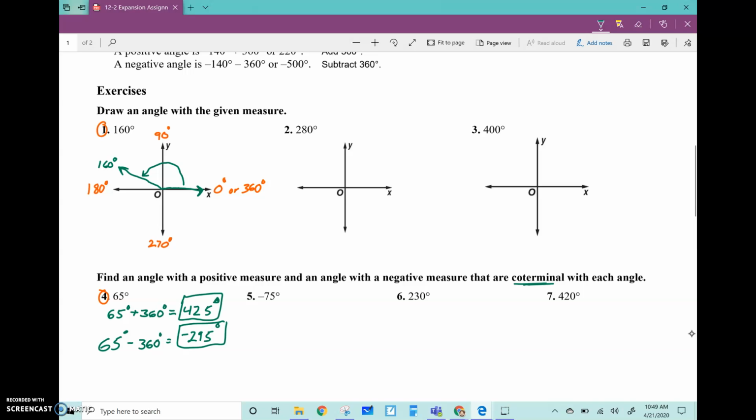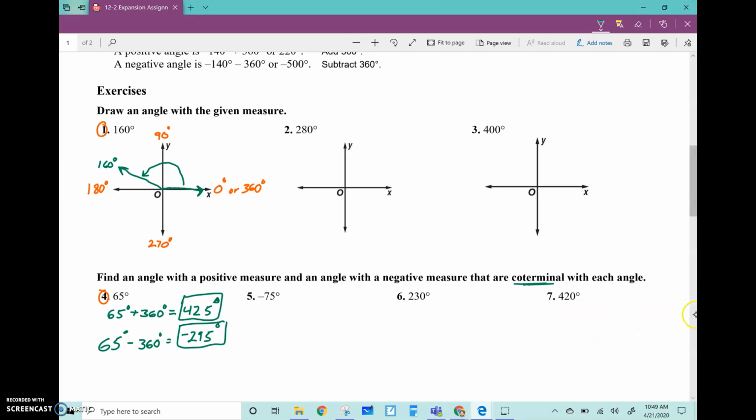So these are all related. We could even say they're triplets. 65 is coterminal to 425, which is also coterminal to negative 295. It just depends on if you go counterclockwise or clockwise. That just depends on which way you move. But these are all the same. We can say they're triplets: 65, 425, and negative 295.